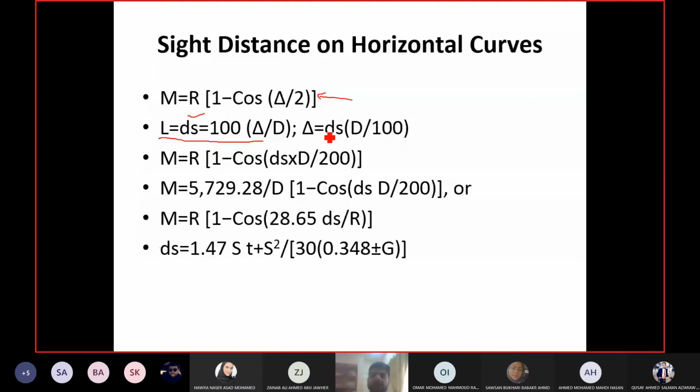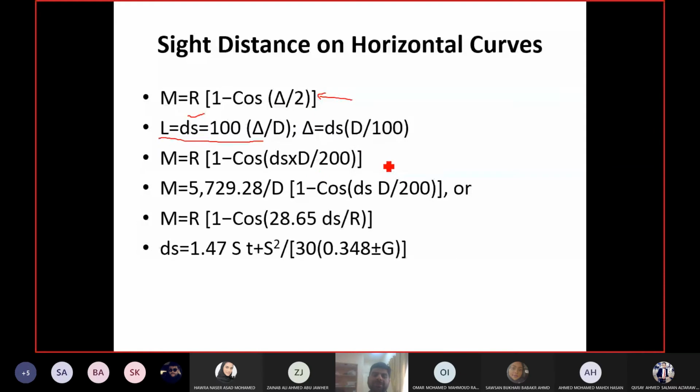Okay, so if you want to have length of the curve equal to your sight distance, then delta of the curve should be equal to this much. Now this delta will be put in the equation of M. I will take the value of delta as ds into D upon 100 and put it in the equation of M. There's 2 already there, so 2 into 100 will make it 200. So this is the final equation for M.